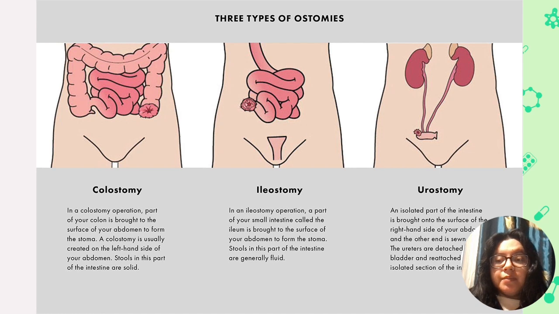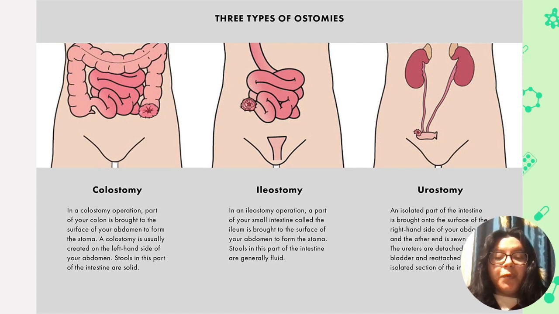And then urostomy involves the urinary system. It diverts urine away from the diseased or defective bladder, and you'll see more urine output coming out from there. And usually we'll see this on the right side. Like with the colostomy, it'll usually be on your left side.